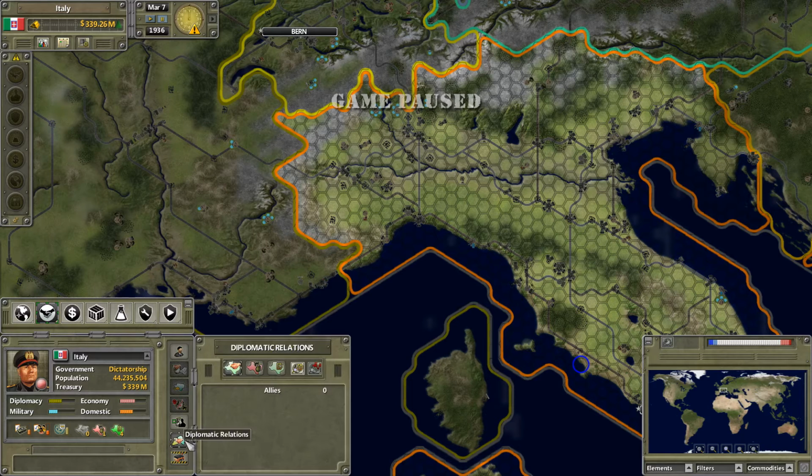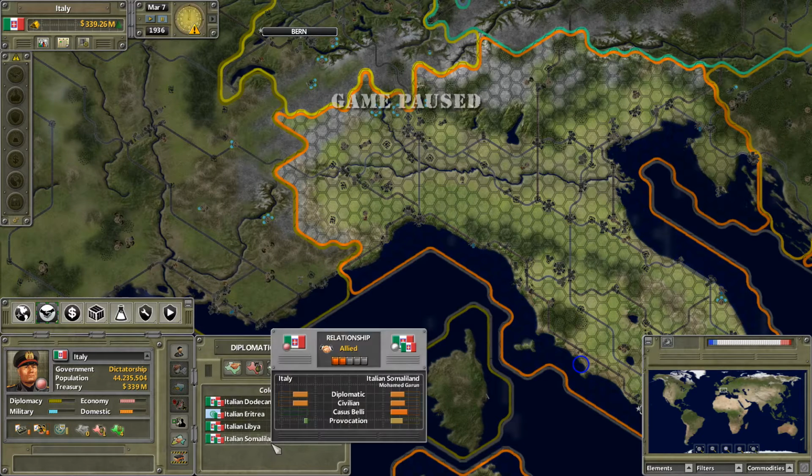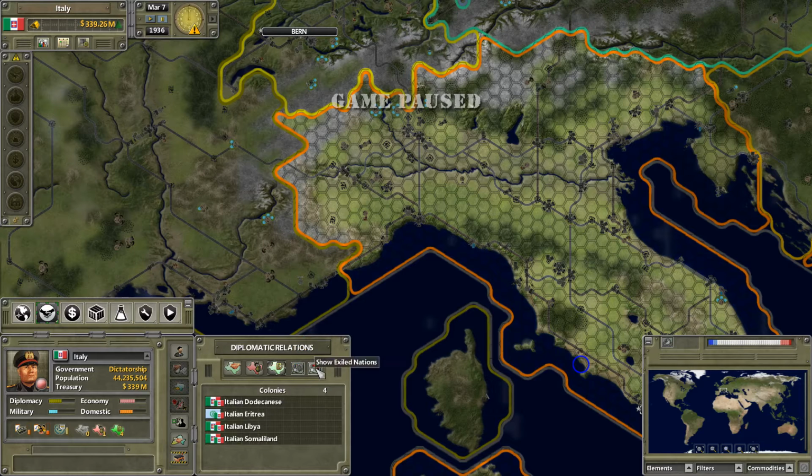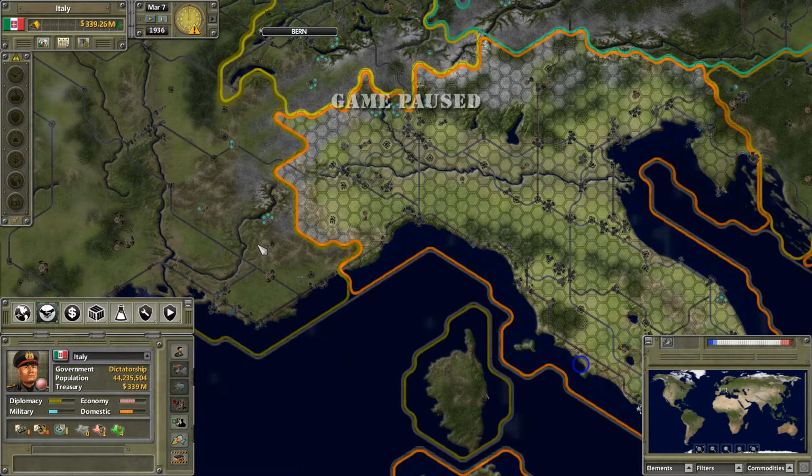Then there's of course the diplomatic relations. You can see that we don't actually have any allies. We got one enemy, which is Ethiopia. We got 4 colonies. Then we got no exiled nations. Oh right, yeah, you can actually see these are mostly filters for these different other 3 categories. So you can show colonies. For example, if you're fighting Great Britain and they have a lot of colonies, then you can just filter those out, so you don't need to scroll through all the list of colonies to see who you're fighting.